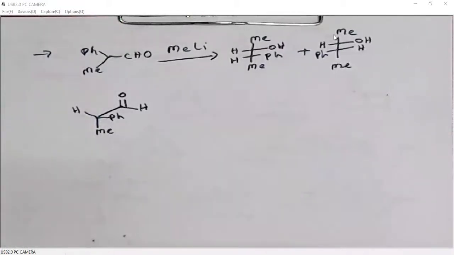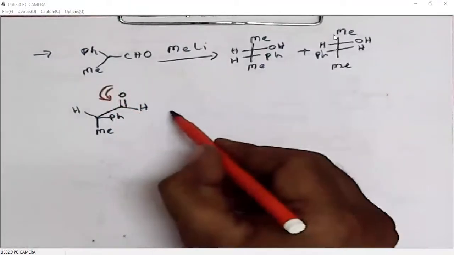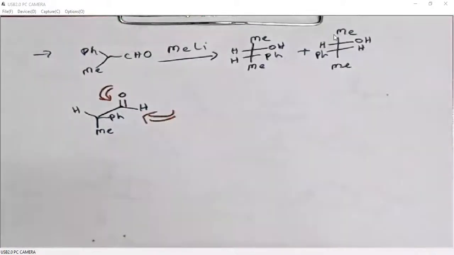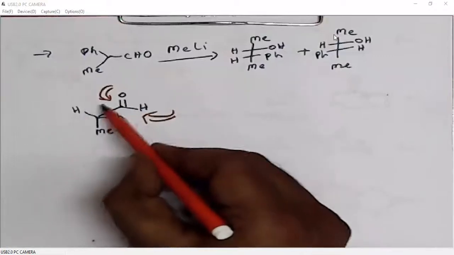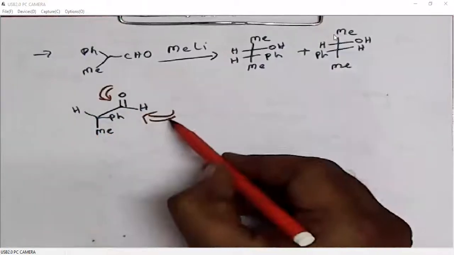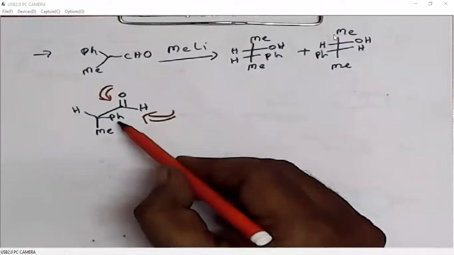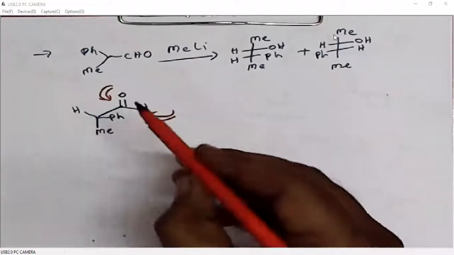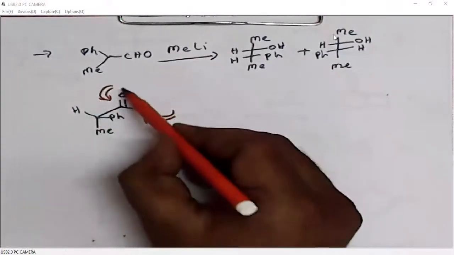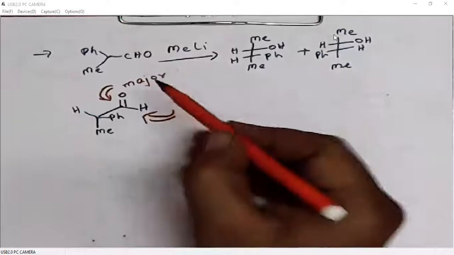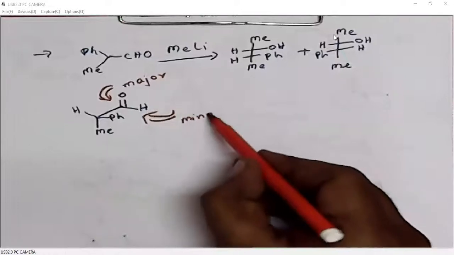Now, for this carbonyl, there are two possibilities. Methyl can add from this face or methyl can add from this face. When methyl adds from this face, it is approaching from the side where hydrogen is. Whereas from this face, OH is there. So OH creates more steric crowding compared to hydrogen. So methyl addition from the side where hydrogen is will give the major product, whereas methyl addition from the side where the OH group is will give the minor product.